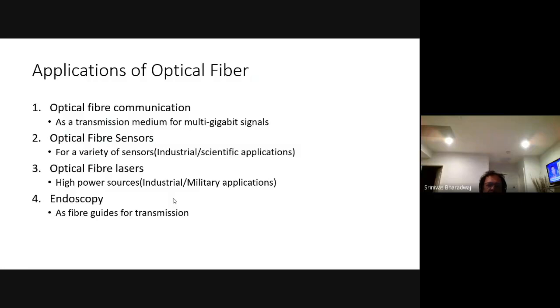Optical fibers are used in communication for multi-gigabit transmission. They have sensors and they have lasers. The laser produces the high power source, and then there's the sensor. And of course, I should mention endoscopy. I've had a few endoscopies myself.